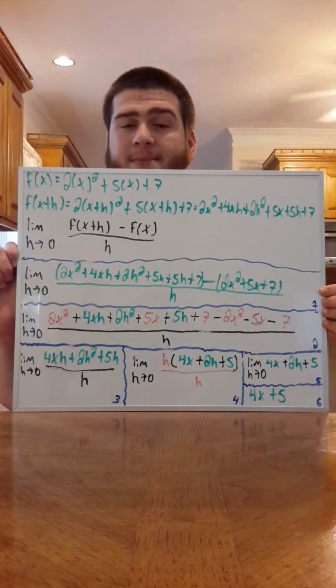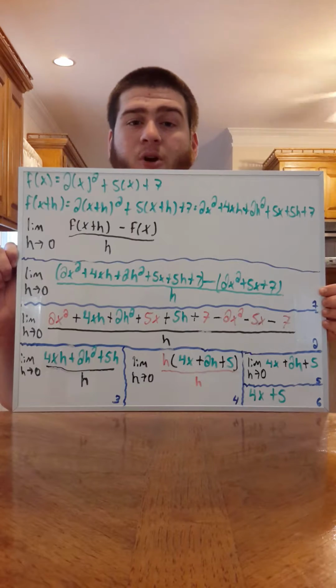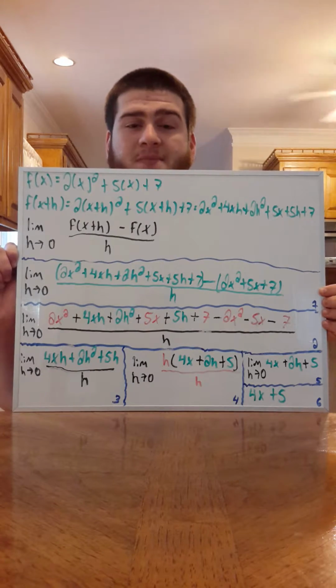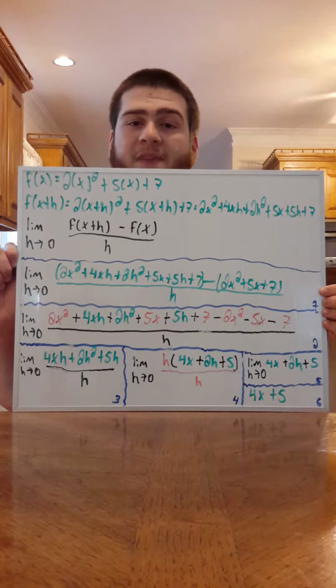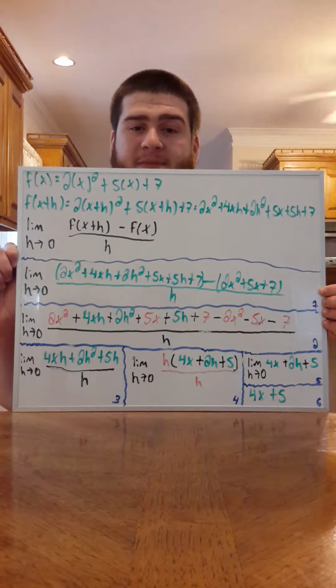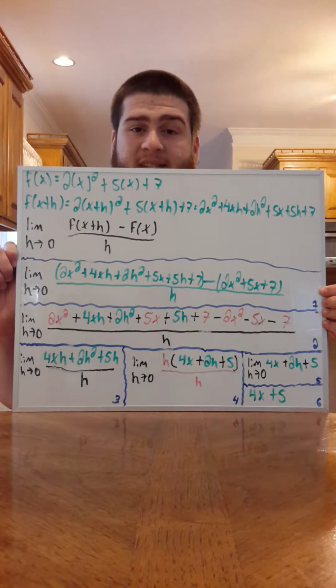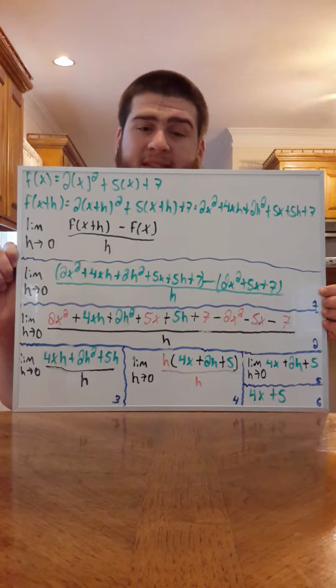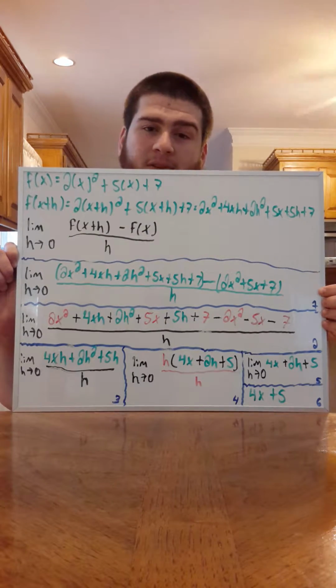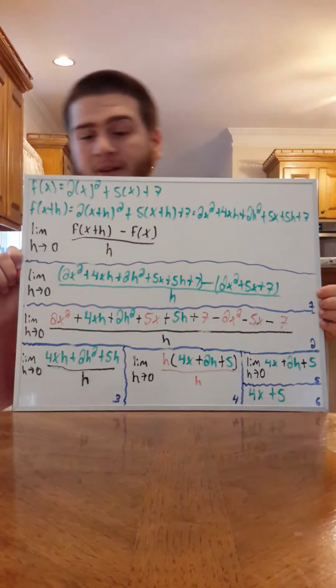So that means f of x plus h is going to be equal to 2 open parentheses x plus h close parentheses squared plus 5 open parentheses x plus h close parentheses plus 7. And we can simplify that all out to see that that is equal to 2x squared plus 4xh plus 2h squared plus 5x plus 5h plus 7. I don't know about you, that was a mouthful.